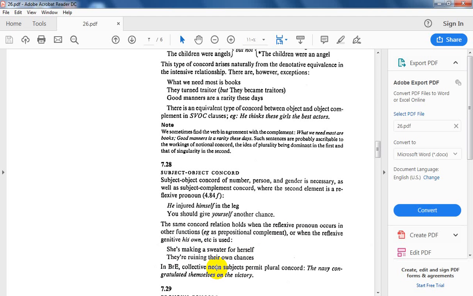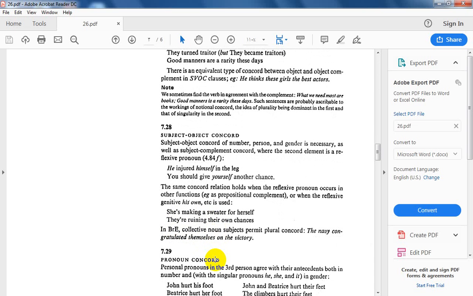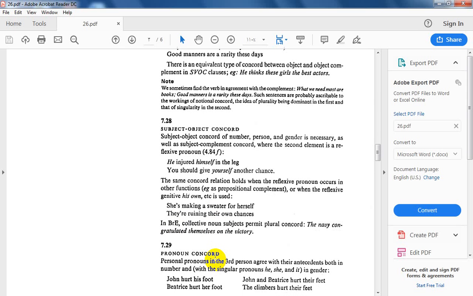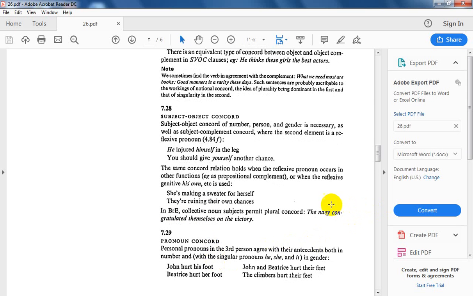They are ruining their own chances. They with the possessive pronoun there. In British English, collective noun subjects permit plural concord. The Navy congratulated themselves on the victory. The Navy, they are referred to as individuals, plural concord with a collective noun. So I put themselves, not itself. I have plural concord.